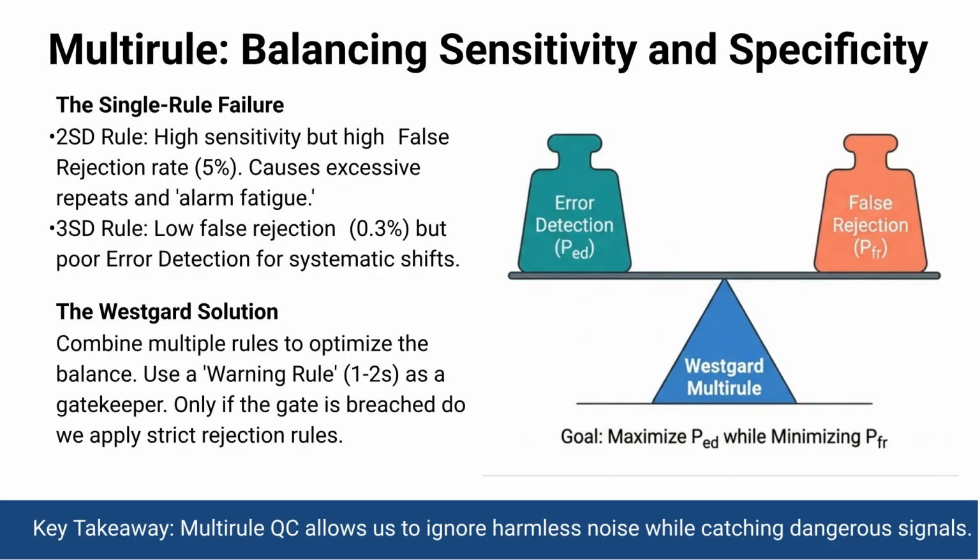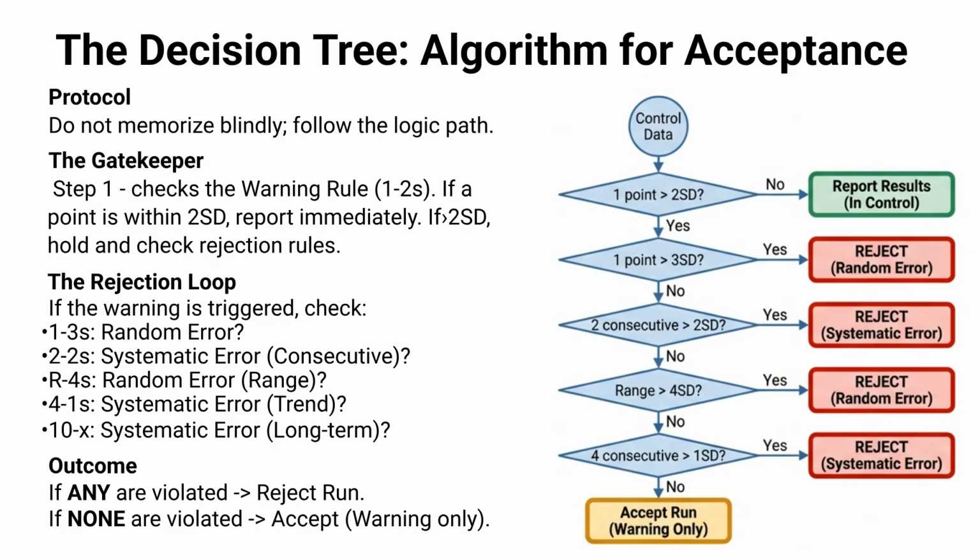Using a single rule can lead to failure. The 2SD rule has high false rejection, and the 3SD rule has poor error detection. The Westgard multirule solution combines rules to optimize the balance, using a warning rule as a gatekeeper. The 1-2S violation acts as a yellow light. Slow down and check, but do not reject the run.